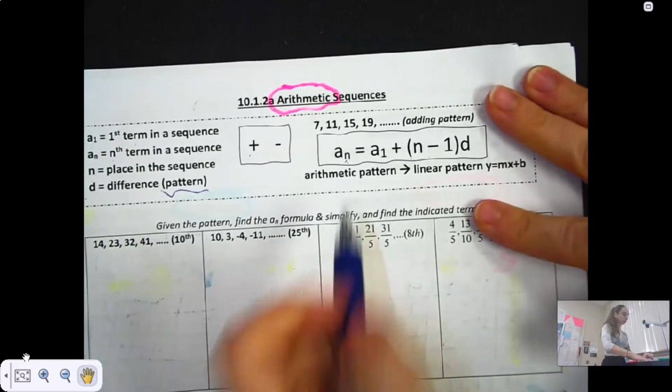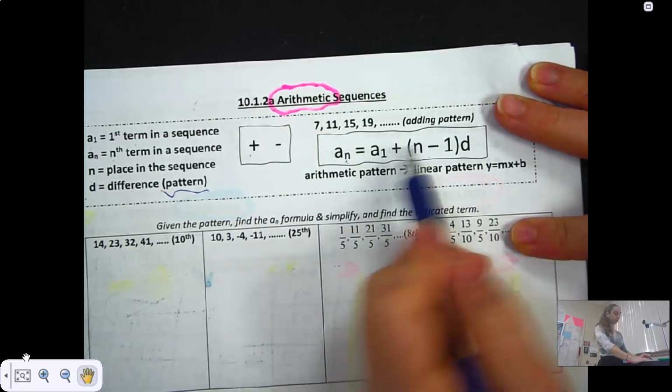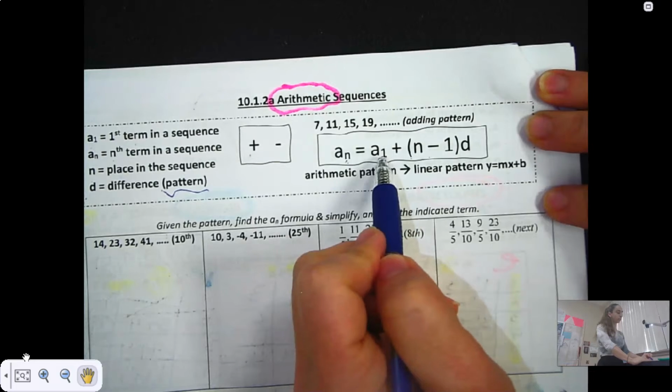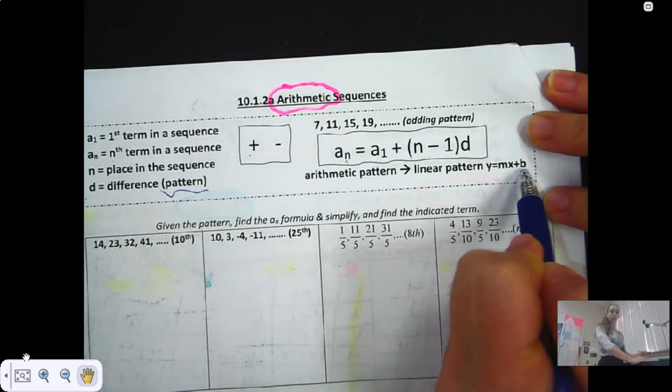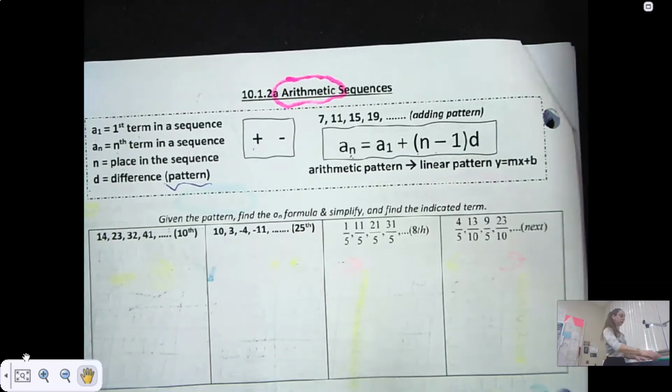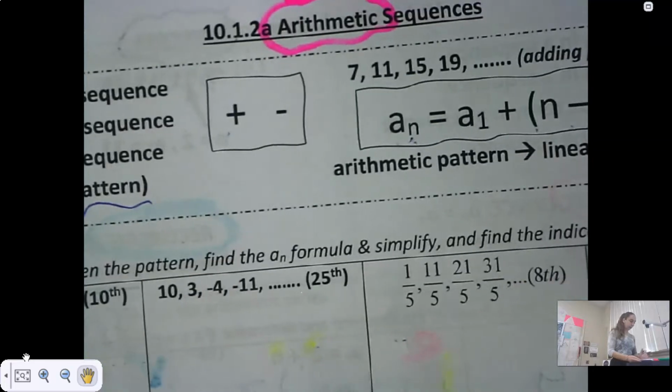Okay, I wanted you to see that an arithmetic pattern, a linear pattern, how the formulas are similar, because if you think about it, this tells you the first term, but then you're subtracting 1, there's your 0 term. So you can see how they're related, okay? So let's just get started and make it happen. So we need to find the pattern, find the formula, and find the term in the sequence.